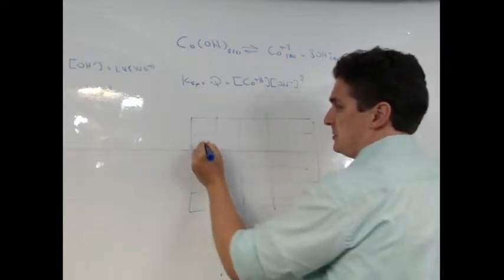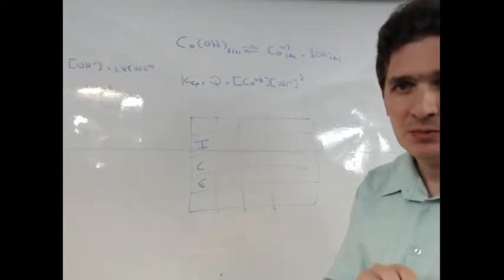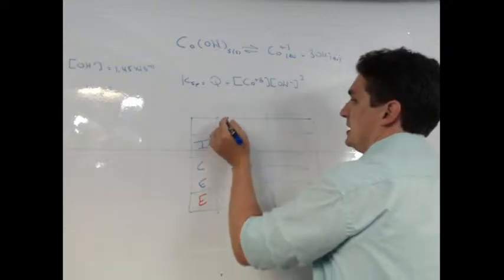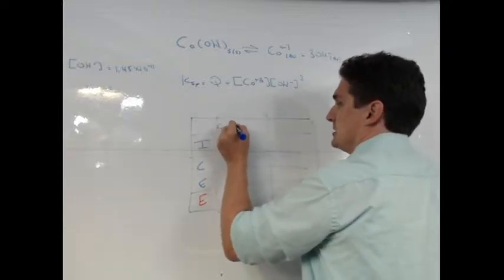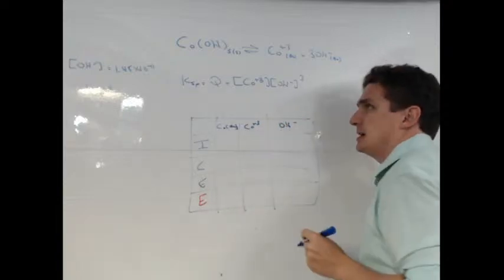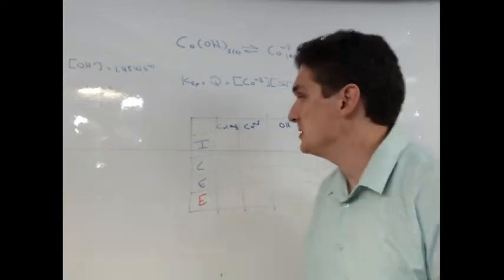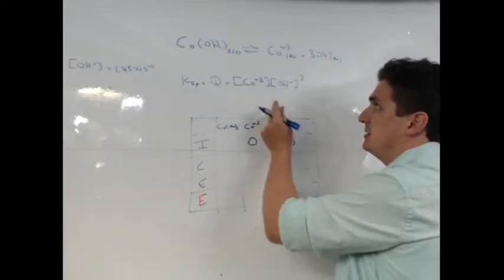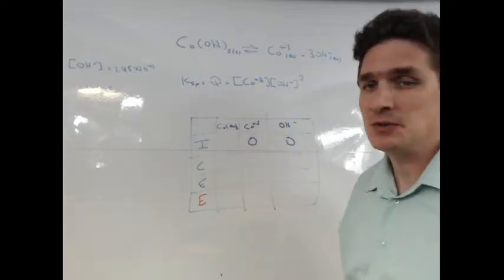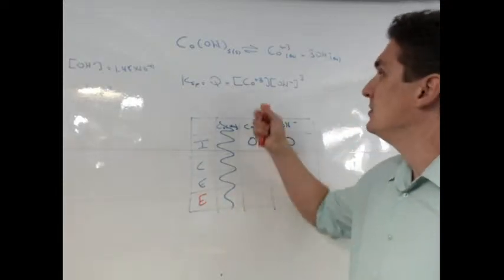For our IC table, we've got initial, change, and equilibrium, and I'm going to do the numerical equilibrium in red. So I've got cobalt hydroxide, cobalt plus 3, and hydroxide. We are not given any initial concentration, so the assumption is that the concentration is 0. The thing about our cobalt hydroxide is that it's a solid. It doesn't appear in our expression for Q, so we don't even need this column. We only need the things that are actually involved.